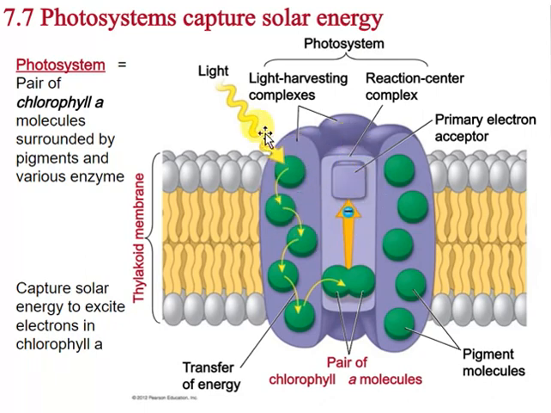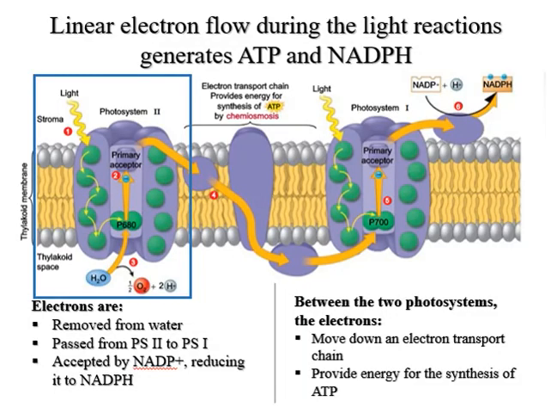Now we're going to talk about that actual process individually for each photosystem. Starting with the first photosystem functioning in the light-dependent reaction of photosynthesis, that first photosystem is going to be photosystem 2. Right, so this guy here. Photosystem 2 has a reaction center chlorophyll A molecule or chlorophyll A pair known as P680.